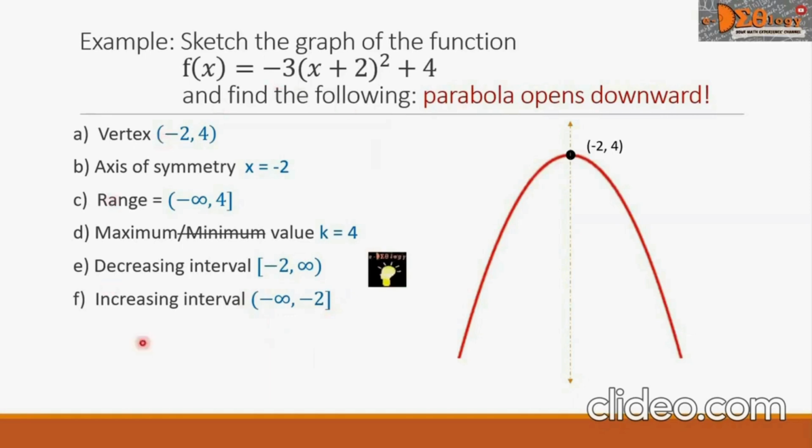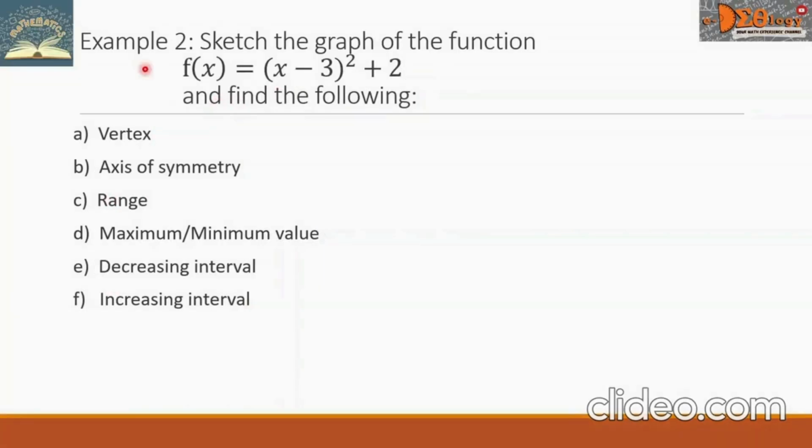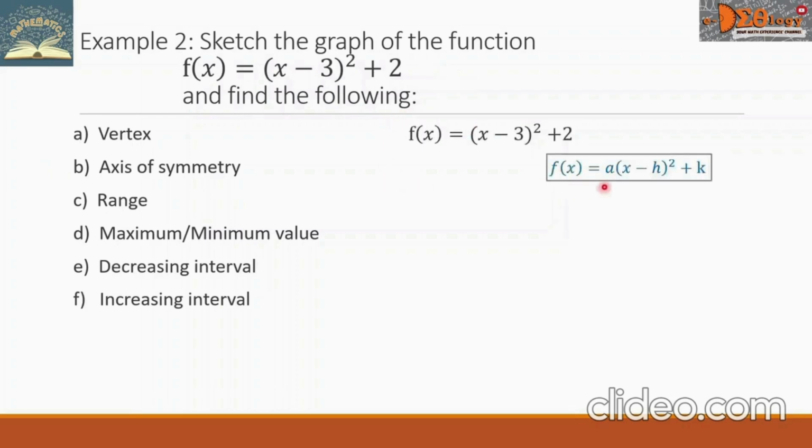So we are now complete with our answers. Example 2. Sketch the graph of the function f of x equals the square of x minus 3 plus 2 and find the following. We have here 6 problems. First, let us copy our function here. Then let us write our standard form. And it is here now.